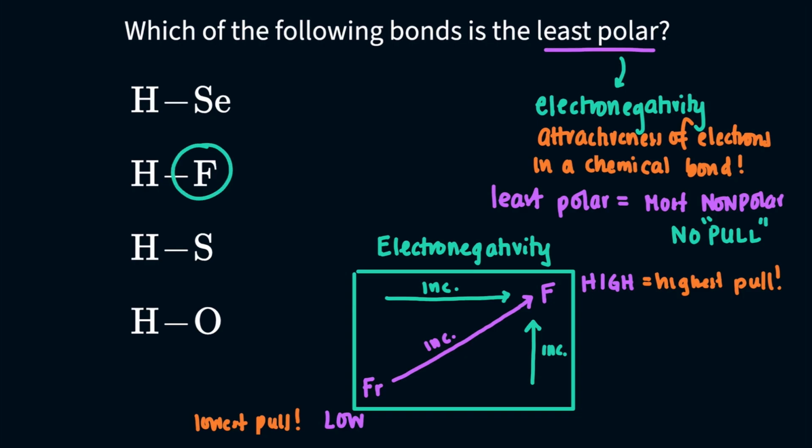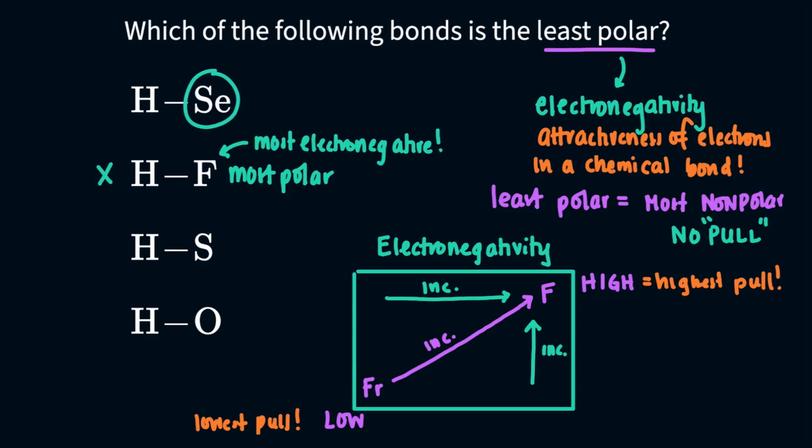Now, we already mentioned big bad boy fluorine. Fluorine is the highest electronegative element. It's going to have the highest pull. That means basically the most polarity, if we're keeping the other element itself. So this one would be the most polar because you have the most electronegative element here. We are looking for basically the least electronegative element, out of now these three.